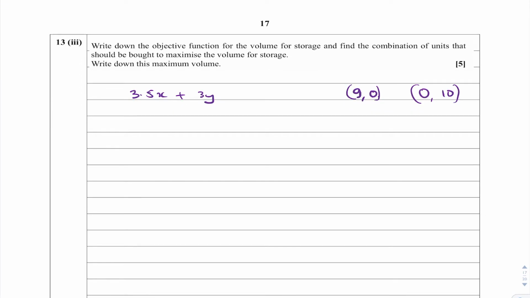So 3.5 times 9 plus 3 times 0 will be equal to 31.5. And we need to test for the (0, 10). 3.5x is 0 plus 3 times 10. That will be equal to 30.